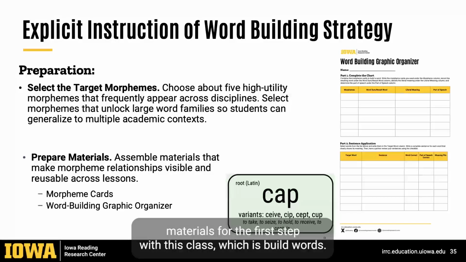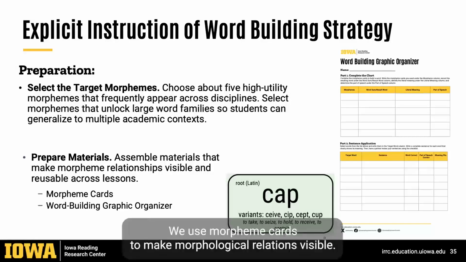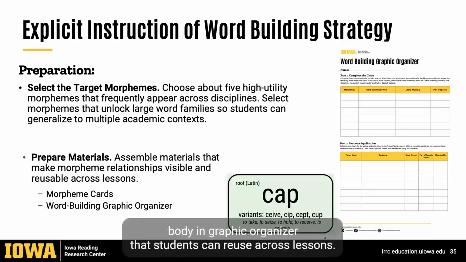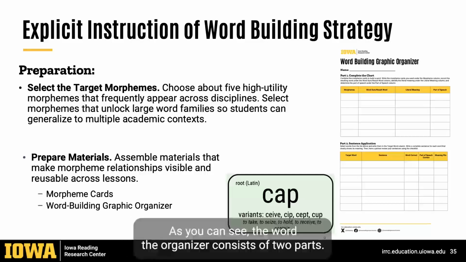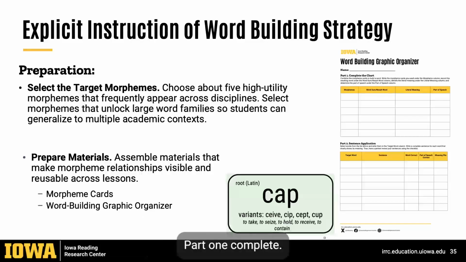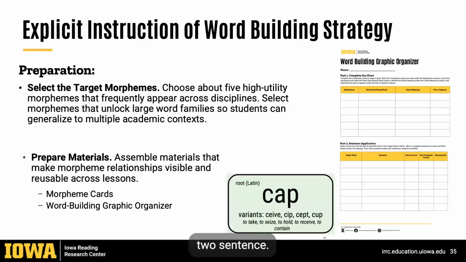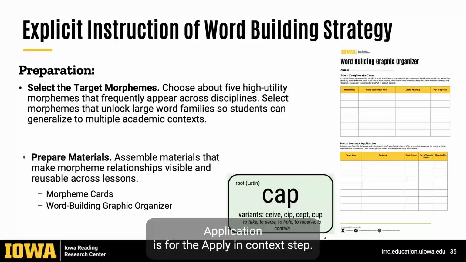For the first step we discussed, which is build words, we use morpheme cards to make morphological relationships visible. Then for the record and apply steps, we use a word-building graphic organizer that students can reuse across lessons. As you can see, the organizer consists of 2 parts. Part 1, complete the chart, is where students do the record and reflect step. And part 2, sentence application, is for the apply in context step.